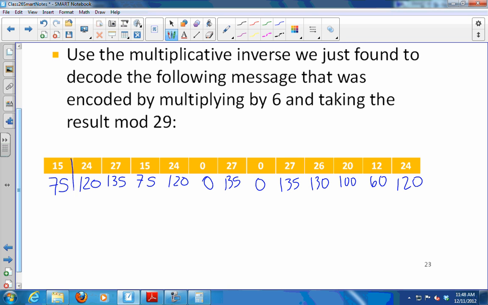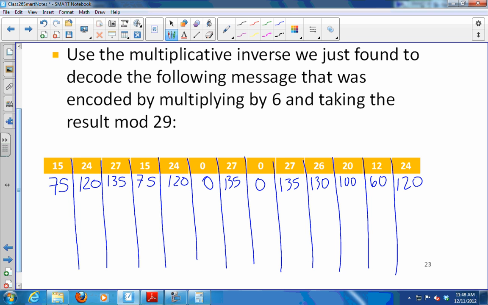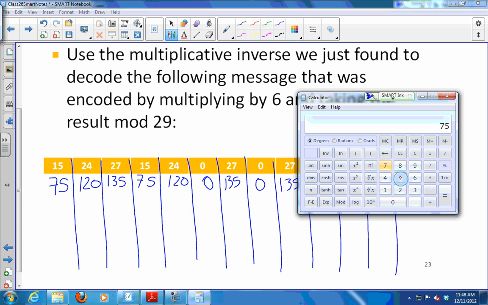Okay, so we multiplied by 5. That undoes multiplication by 6 because 5 and 6 are inverses. That's why we spent all that time and effort finding the multiplicative inverse. Now, take the results mod 29. Subtract 29 over and over till you get a number between 0 and 28. So 75 minus 29 minus 29, 17.